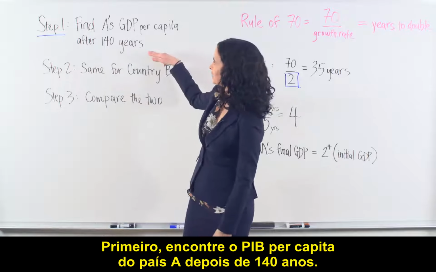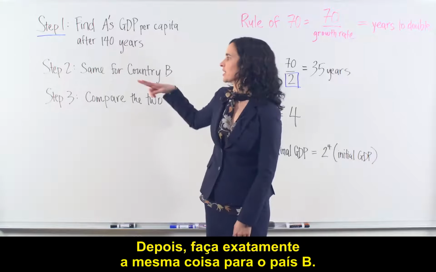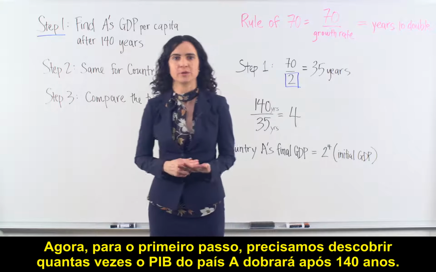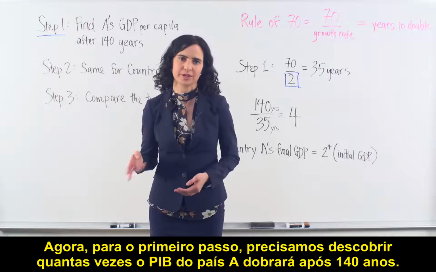First, find country A's GDP per capita after 140 years. Next, do the exact same thing for country B. And finally, compare the two. Now for step 1, we need to find how many times country A's GDP will double over 140 years.